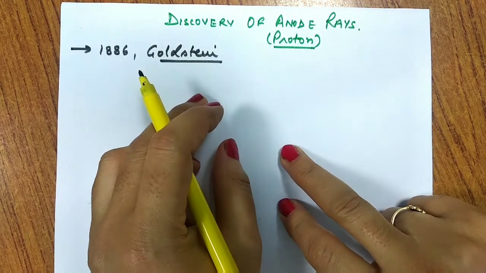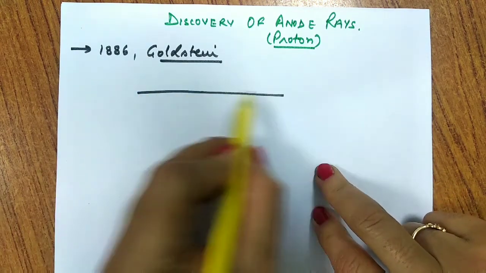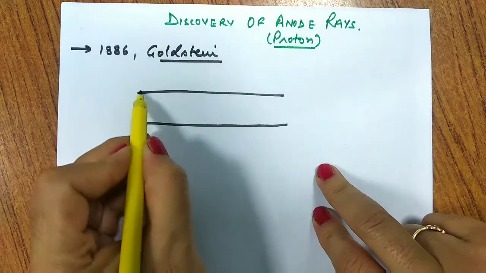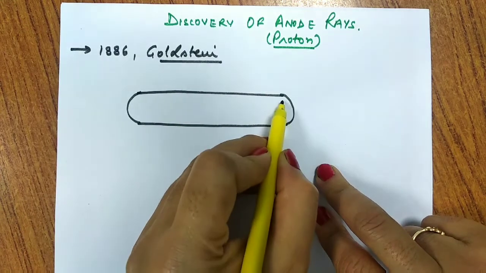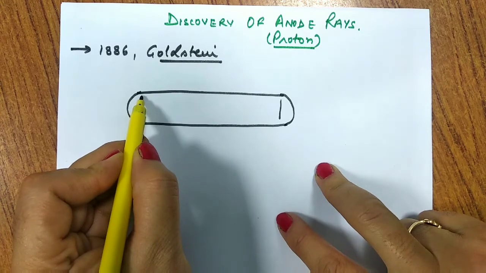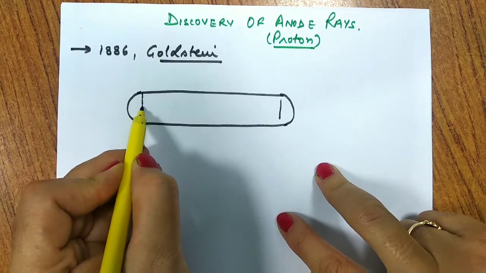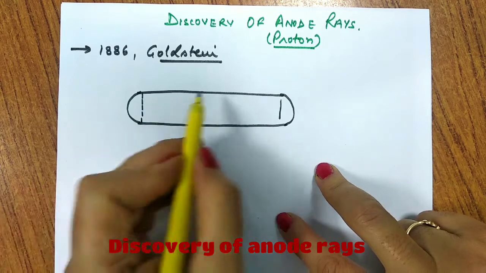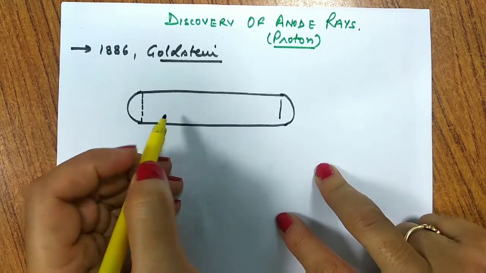He used a perforated cathode in the discharge tube. Say this is anode, this is cathode. So he uses the cathode as perforated. Perforated means having small holes in it so that anode ray particles can easily pass through it.